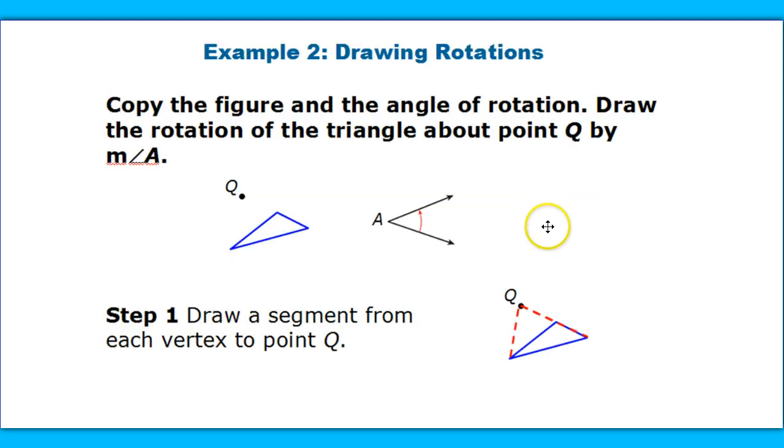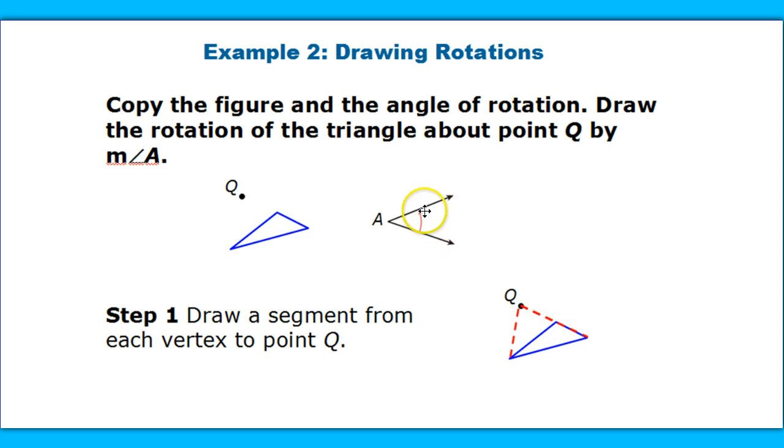Let's see how this works. If we were to copy a figure and use an angle of rotation, we would draw the rotation of the triangle about point Q by the measure of angle A. So if we were going to rotate about this point Q, we would use each of these vertices to do that. Okay, we would first draw a segment from each vertex to this center of rotation, Q. Notice when we do this that two vertices in this figure are on this same segment. So they're kind of lined up with the segment, which is interesting.